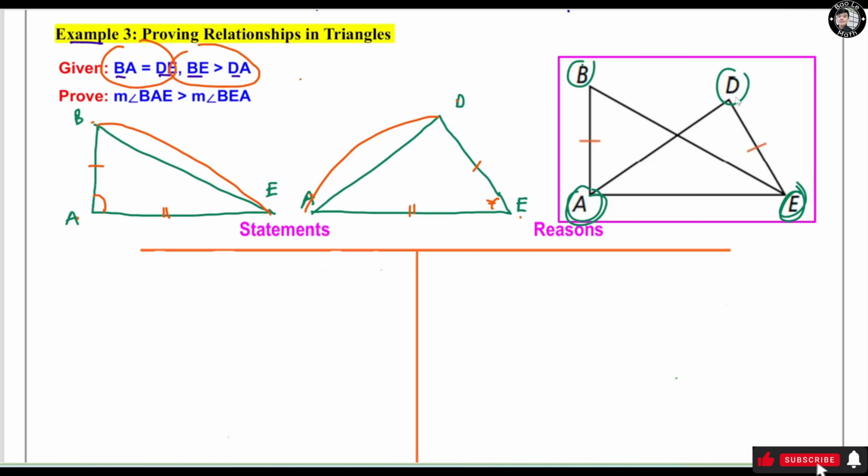Now we're going to go back to this picture right here. Since angle DEA equals angle DEB plus angle BEA, right? Look at these two small angles right here, right? So then we can conclude that angle DEA is bigger than angle AEB, right? This one right here is bigger than the smaller one right here. By the transitive property, you can conclude that the measure of angle BAE is bigger than the measure of angle BEA, right? That finishes the proof.